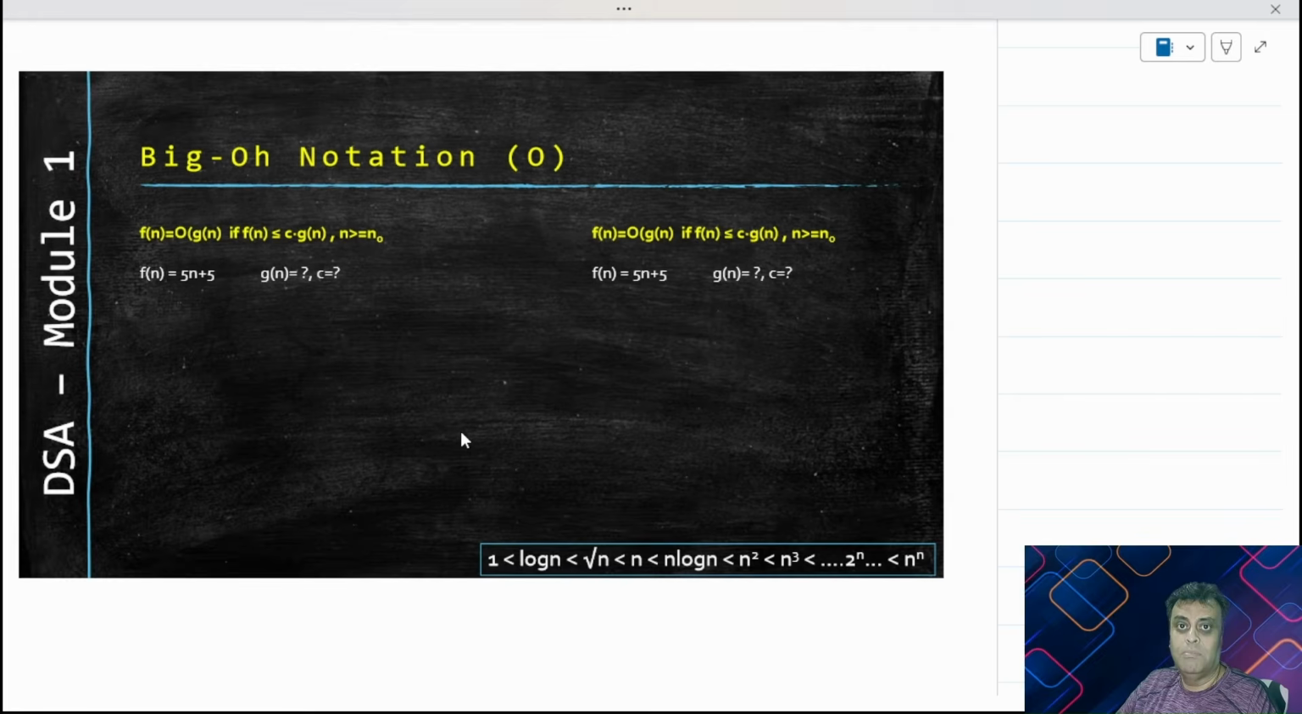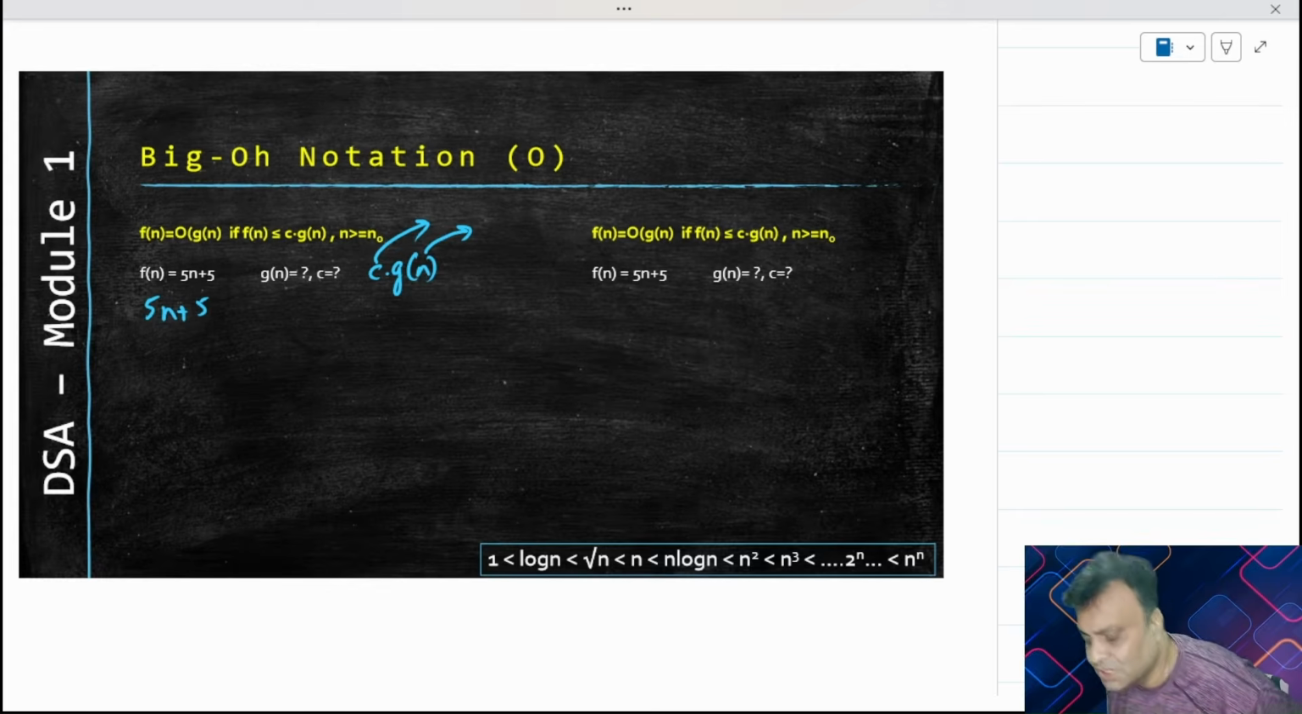To calculate the big O, omega, theta of a polynomial, the simplest way is, if you are given this function 5n plus 5, put 5n plus 5 on the left hand side. On the right hand side, you are searching for C dot Gn. Specifically, you are searching for the value of C and the value of Gn, so that you can later say big O of Gn. If you prove that for a particular value of N0, your C dot Gn is greater than or equal to Fn, then you can definitely say that big O of Gn is the result for the function.